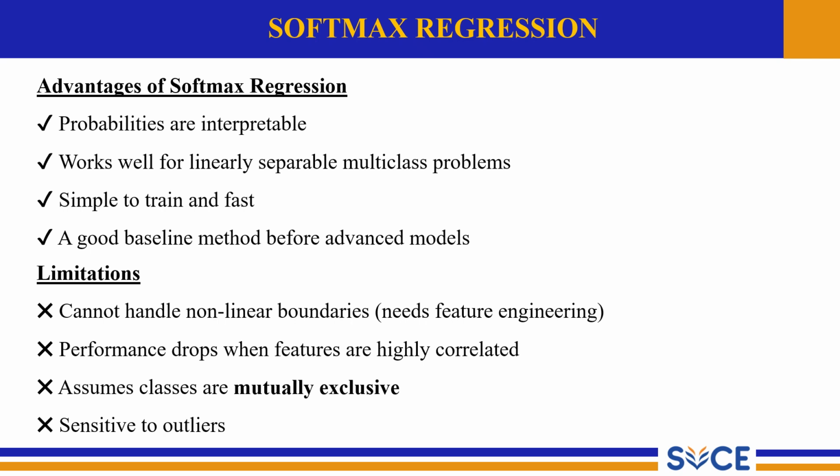Limitations. It cannot handle non-linear decision boundaries, and may require feature engineering or transformations. Performance drops with highly correlated features. It assumes classes are mutually exclusive, so it cannot handle overlapping or hierarchical classes. It is sensitive to outliers, as extreme values can affect probabilities and weights.